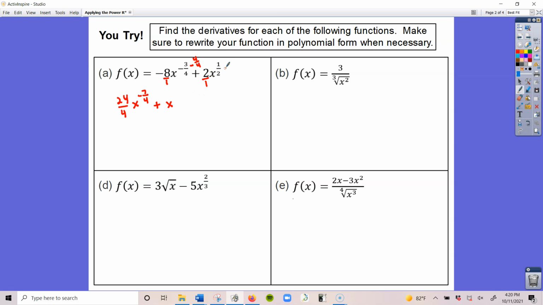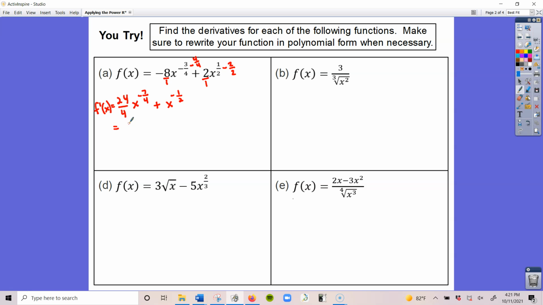X, and then I'm going to subtract 1. The denominator is 2, so this would be minus 2 over 2. So my new exponent would be negative 1/2. So this is my derivative. And I'm just going to keep practicing rewriting this using positive exponents and then rewriting it with the root.